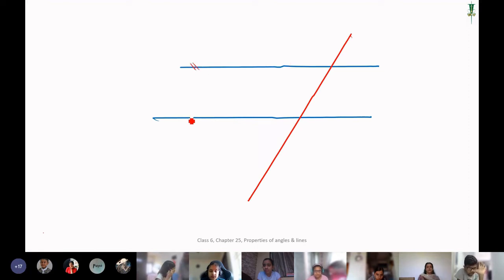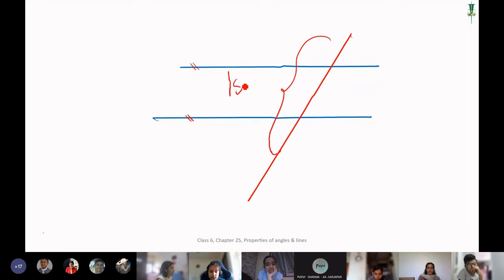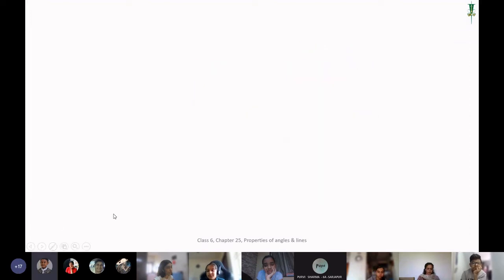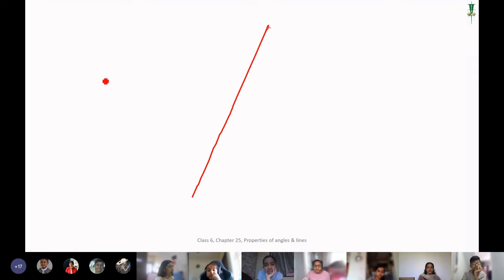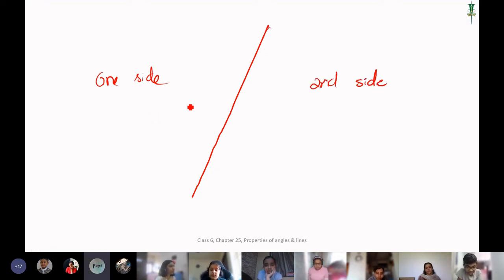So these are the parallel lines. They are indicated by these double strokes. Now, if you see, this entire side is one side of the transversal, correct? I'm talking only with reference to the transversal. Going by the transversal alone, this is one side, and this is the second side. Do you all agree with me? This is one side of the transversal, this is the other side. Do you agree? Yes, ma'am. Okay.